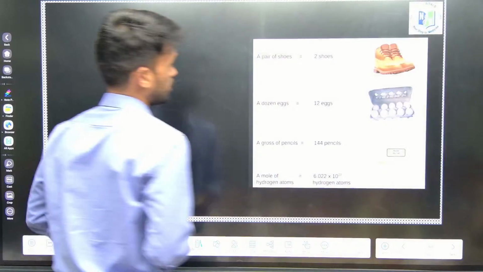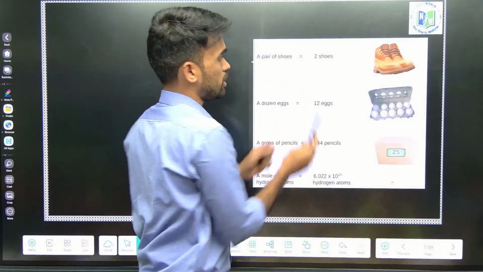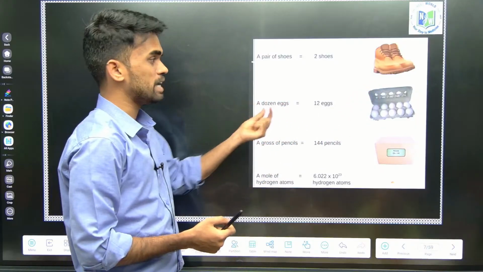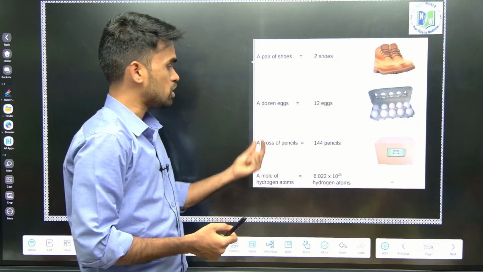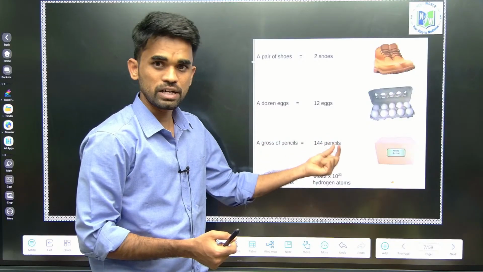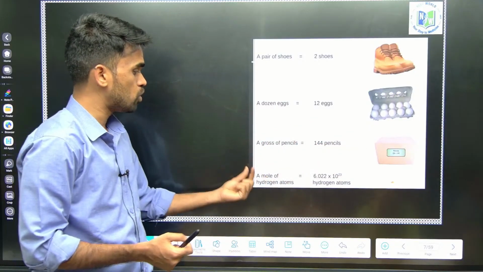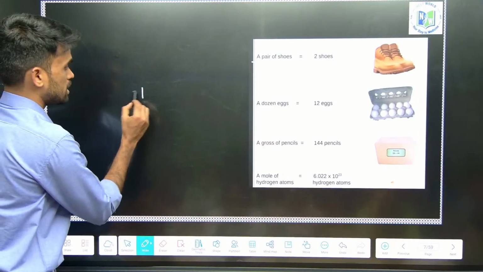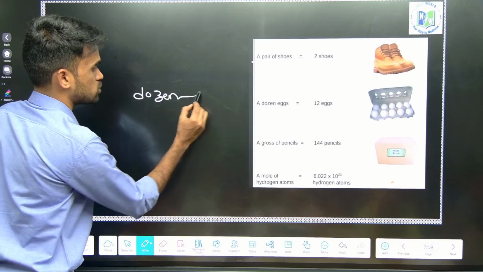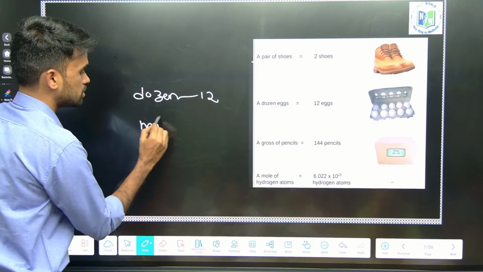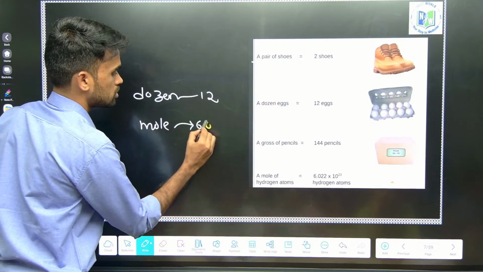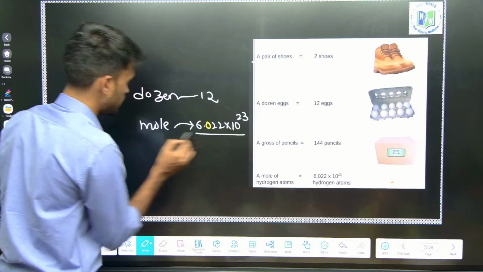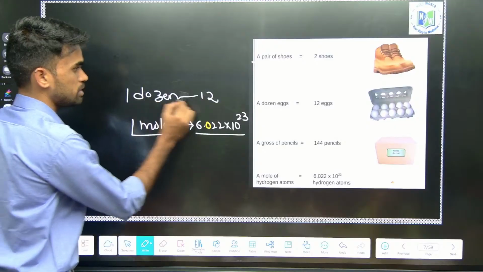In a simple way, if I say a pair of shoes, what do we mean by that? Two shoes. Similarly, a dozen eggs. A gross of pencils means 144 pencils. Similarly, if I say a mole of hydrogen atoms, just as you take a dozen as 12, take a mole as 6.022 × 10 power 23.